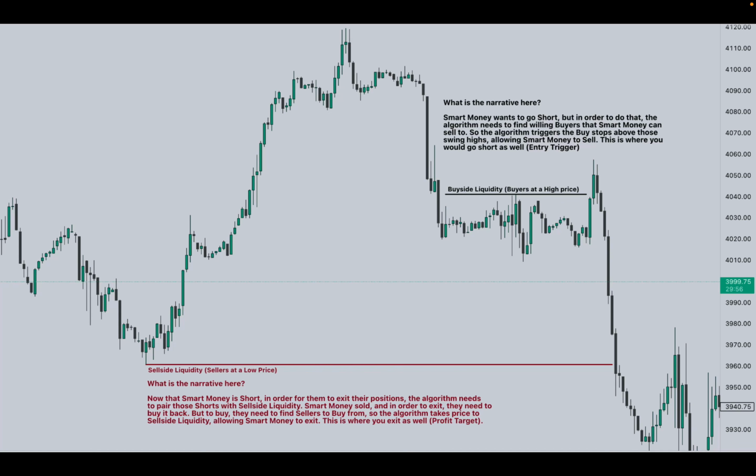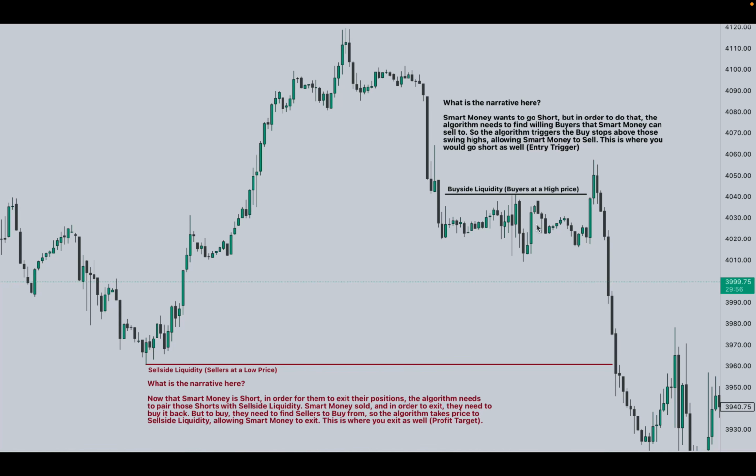And then once they sell, what do you see? See this swing low here? What's resting there? Sell stops or sellers at a low price. So smart money has sold and price begins to drop. How do they exit their position? That's the narrative here. Now that smart money is short, in order for them to exit their positions, the algorithm needs to pair those shorts with sell side liquidity.